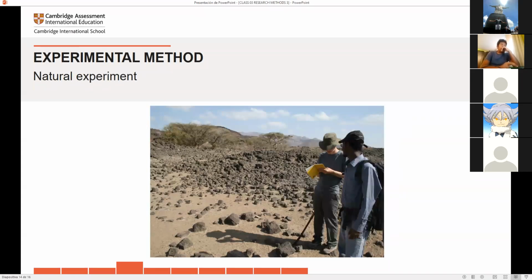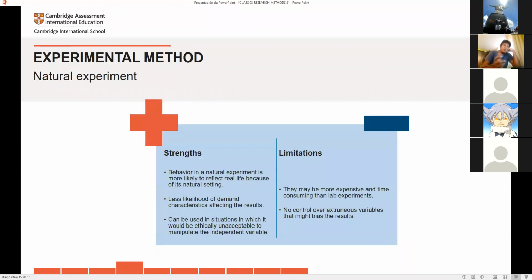And we have a natural experiment where the researcher is a mere observer, right? He only watches, he only sees things from afar. It also has its strengths, which is that the behavior in a natural experiment is more likely to reflect real life because of its natural setting. It's almost 100% natural because other than gathering data through sometimes questionnaires or surveys, you have no contact with the participant. Okay, less likelihood of demand characteristics affecting the results.